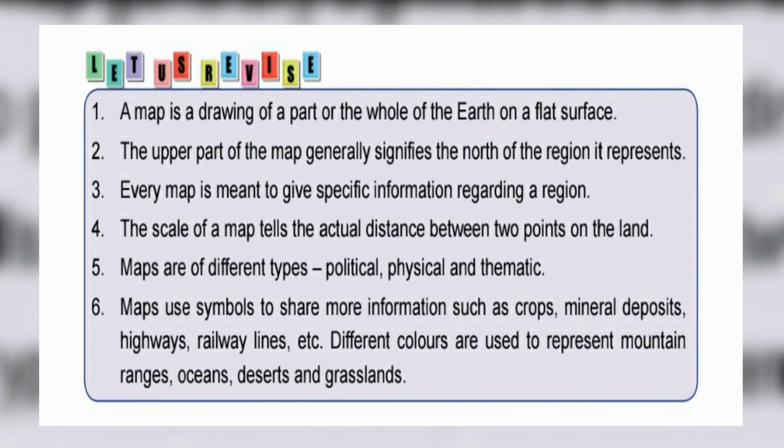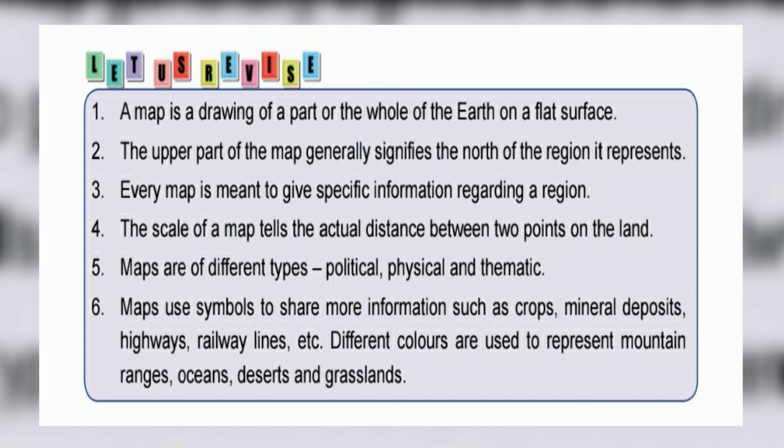Let us revise. A map is a drawing of a part or the whole of the earth on a flat surface. The uppermost part of the map generally signifies the north of the region it represents. Every map is meant to give specific information regarding a region. The scale of a map tells the actual distance between two points on the land.